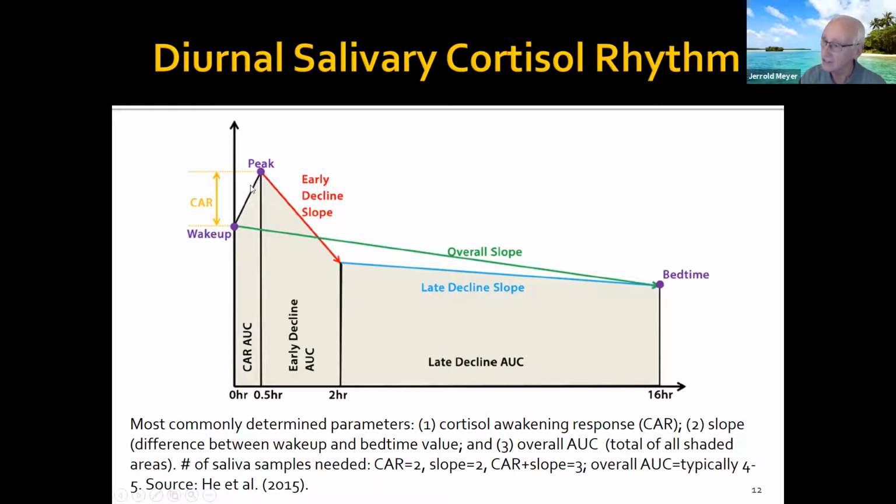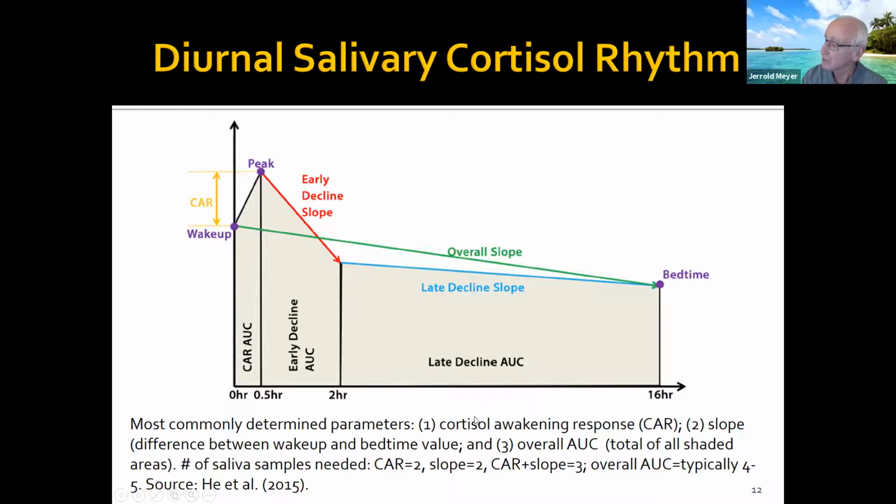If you really want to look at this in detail, you can get multiple samples here and see whether the peak's at 30 or 45, whatever. But typically, people get 2 samples here. Then you can collect additional samples during these areas here. You probably want to get one later in the morning, 1 or 2 samples in the afternoon, and then one late evening or bedtime.